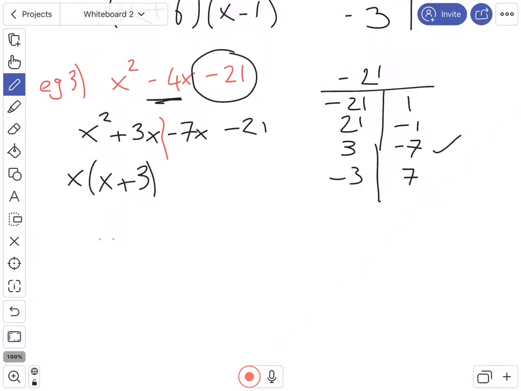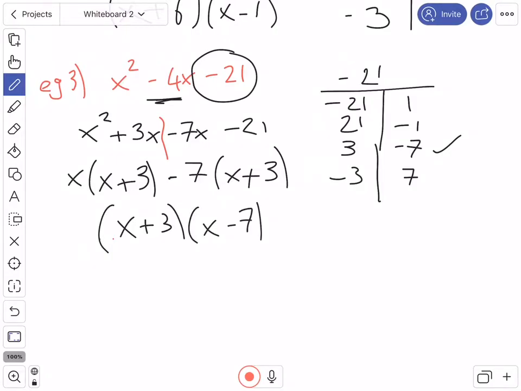And I'm left with x + 3. I can see here now I want x + 3. A minus is going to have to come out because I don't want a minus inside the bracket. 7 goes into both, so I'm going to take out 7, and I'm left with x + 3. And my last line then is x + 3 and x - 7, and that's it, done.